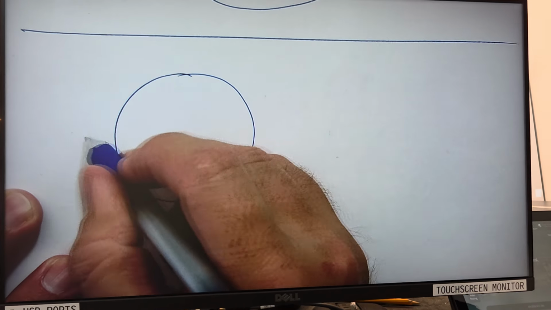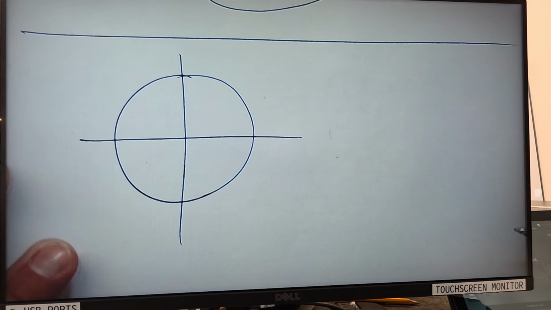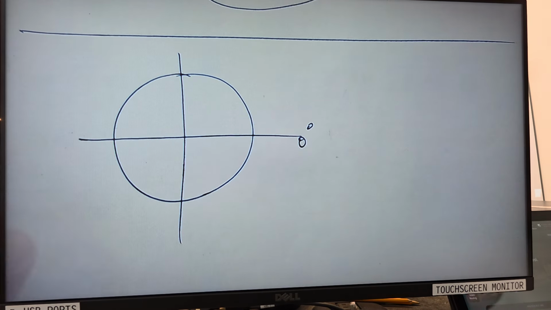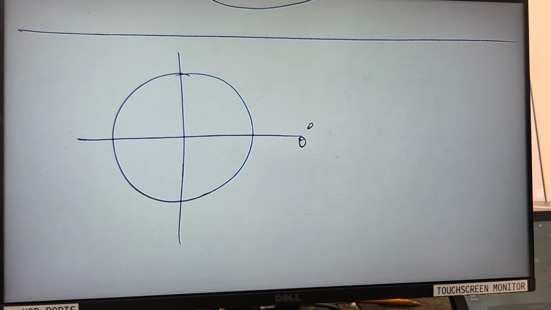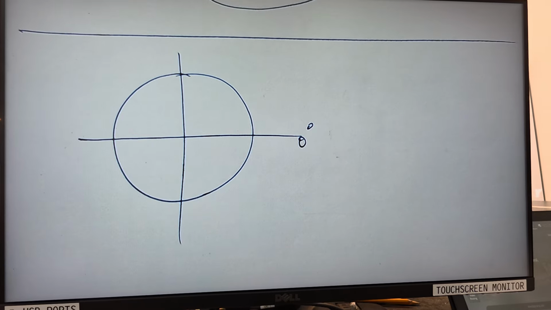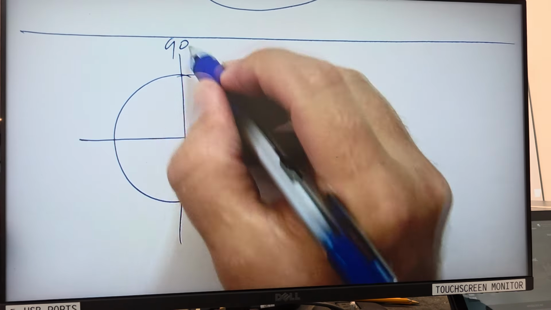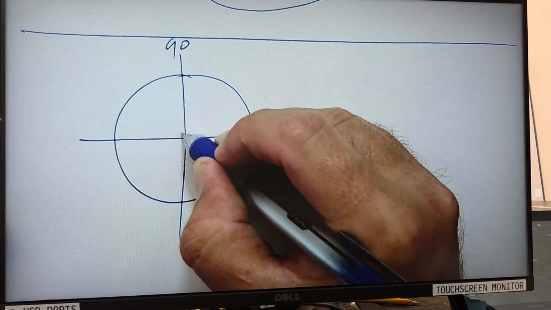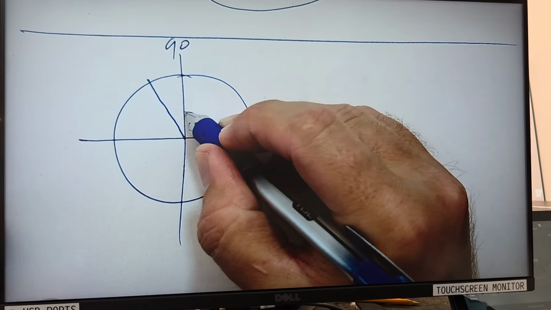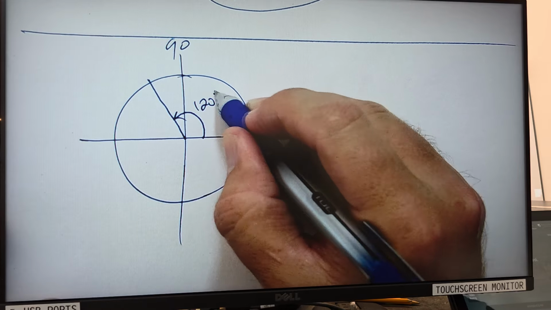Can you guys, if this is 0 degrees, estimate where 120 degrees would be? It would be a little past the 90 degrees. Yes. So this obviously would be 90. So then visually, here's halfway, you wouldn't quite go halfway. So this would be roughly 120 degrees. Is everybody with me?